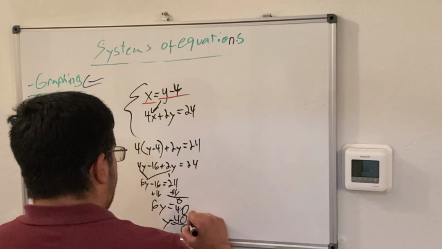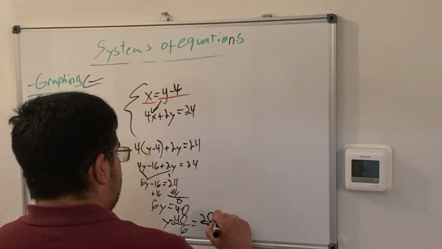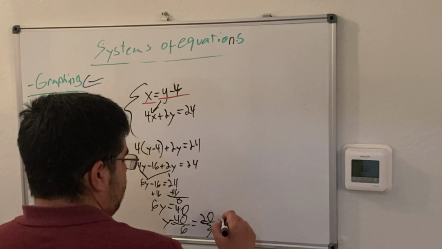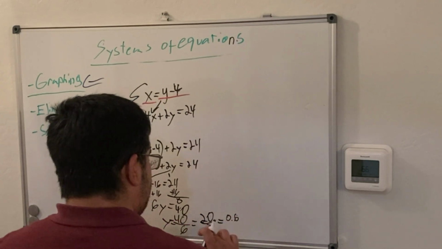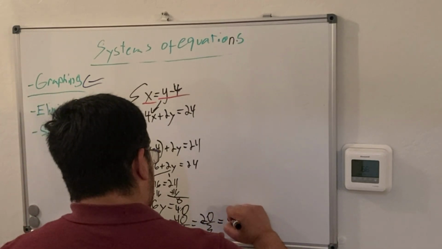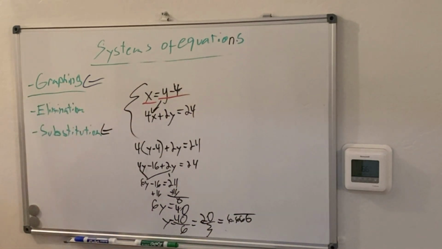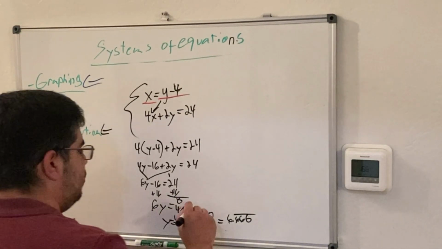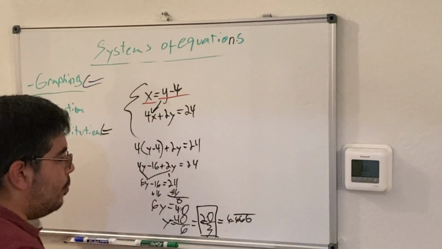40 over 6, or 20 over 3. As a decimal, 3 into it would be 6.666 repeating, off the top of my head, but I'm just going to keep it as this. Anyways, it's 20 over 3. That's the exact answer.